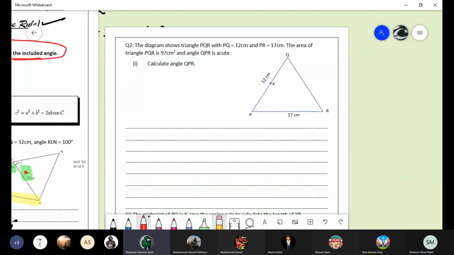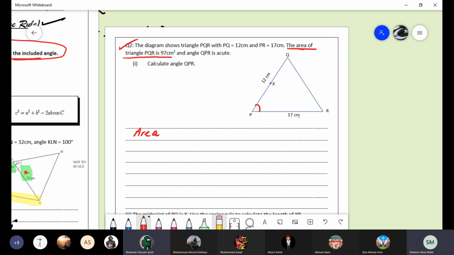Question number 2. The diagram shows a triangle PRQ with PQ 12 centimeters and PR 17 centimeters. The area of the triangle PRQ is 97 square centimeters and the angle PRQ is acute. Calculate angle PRQ. First of all, we have to calculate angle QPR. Because the area of the triangle is given, we can start with the base and height. We can find the sine, and then we can input that and find the angle.